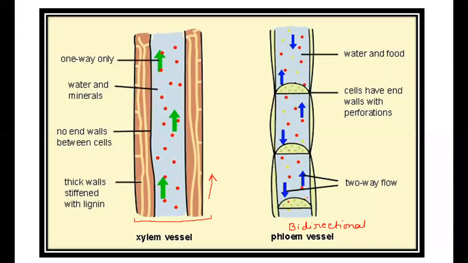Because as we know, the food produced in the leaves must reach the root for support. And if the root stores some material, then that material must reach other parts of the plant. So in case of phloem, the direction of movement of material is upward to downward and downward to upward also. So in case of xylem, material movement is unidirectional, and in case of phloem, movement of material is bidirectional.